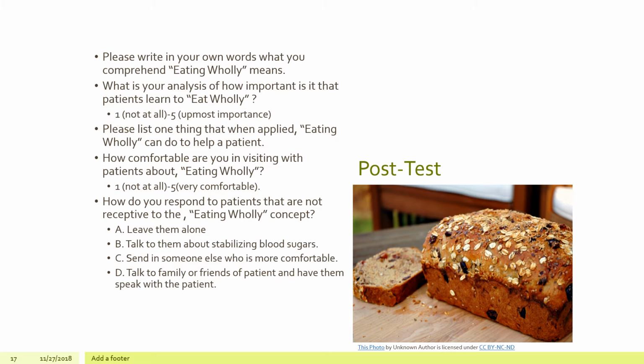What is your analysis of how important it is for patients to learn to eat wholly? 1, not at all, or 5, utmost importance. Please list one thing that, when applied, eating wholly can do to help a patient. How comfortable are you in visiting with patients about eating wholly? 1, not at all, or 5, very comfortable.